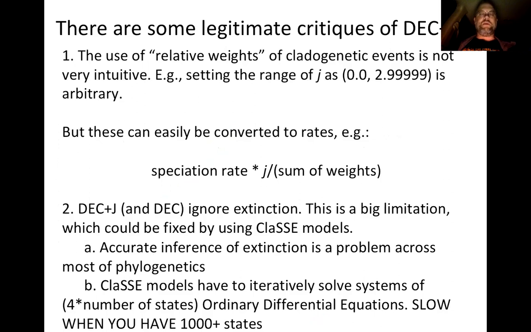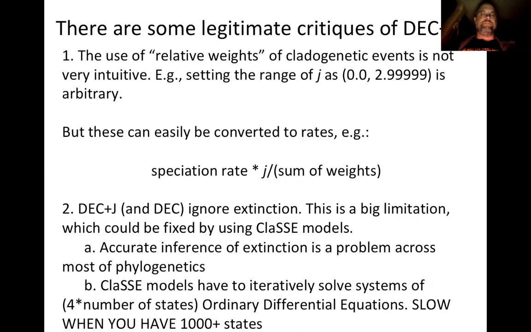Now, there are some legitimate critiques of DEC+J. This use of relative weights, the J parameter, is kind of arbitrarily set between 0 and almost 3. You can convert those to rates through time just by multiplying the relative weight of each event by the speciation rate. But it's easier in the computer to use this weight strategy, though it does create a little confusion for humans.